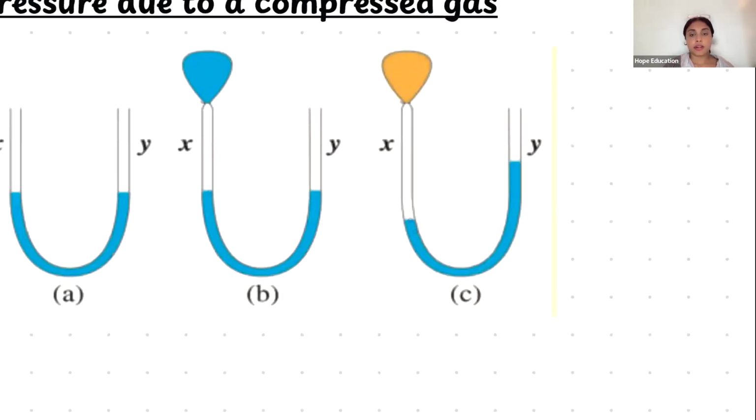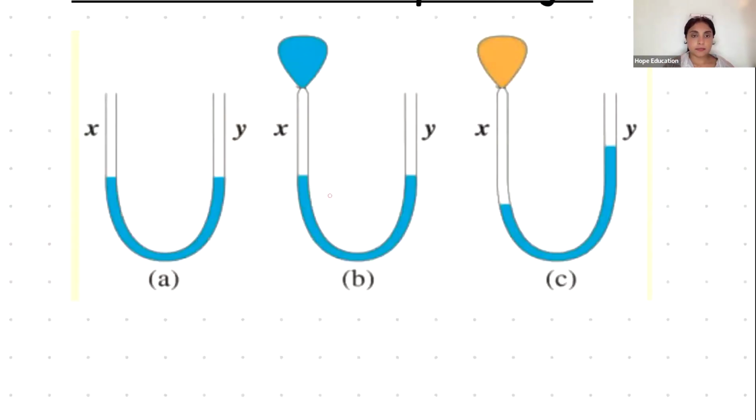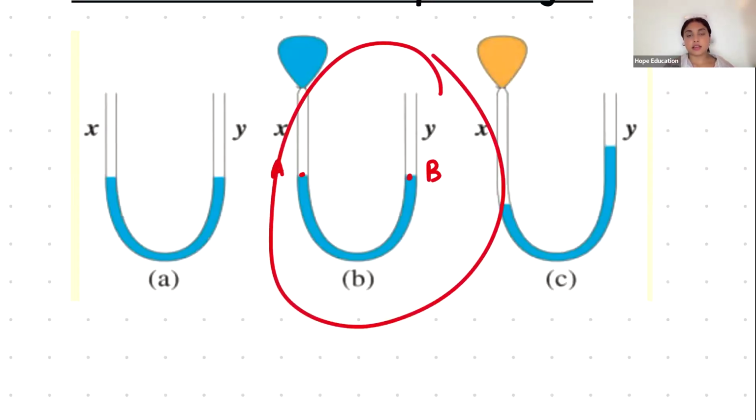I will label this point as A. I will label this point as B. Does point A or point B have a higher pressure? In this diagram, does point A or B have a higher pressure?